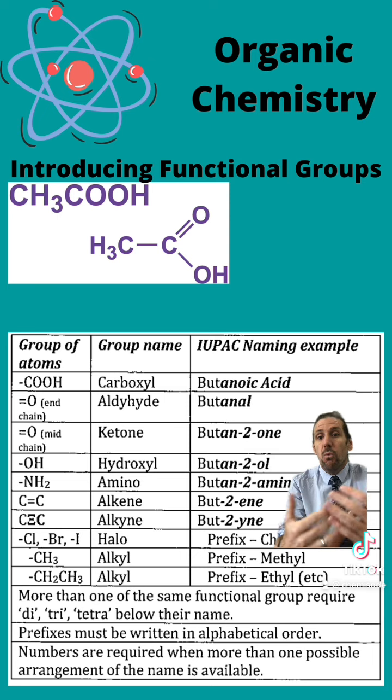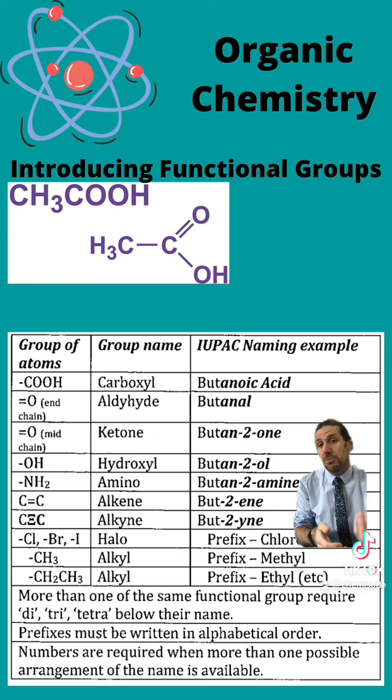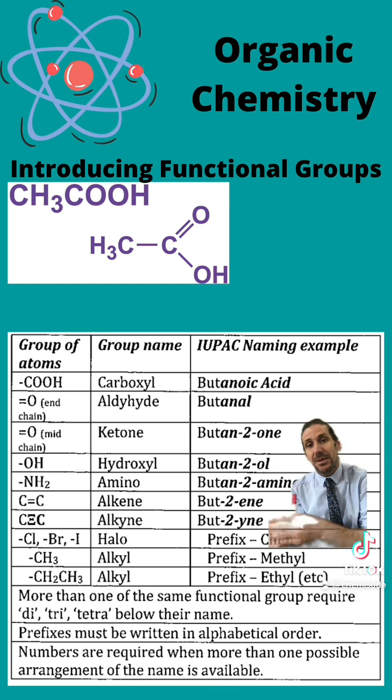Why do we care about all this? Well, as I said before, by reading a name, you should be able to visualize what the molecule looks like and then talk about the properties of that molecule, both the chemical properties in terms of how it reacts and the physical properties like melting points and boiling points. That's what organic chemistry is about in terms of naming and understanding.